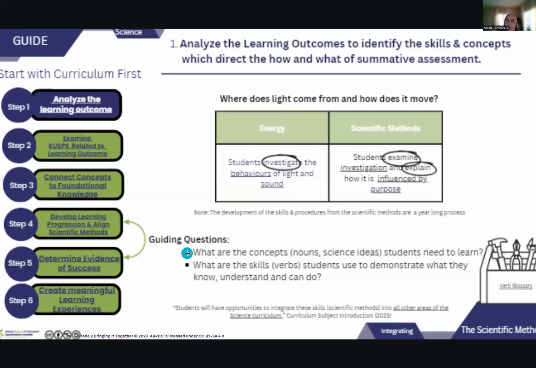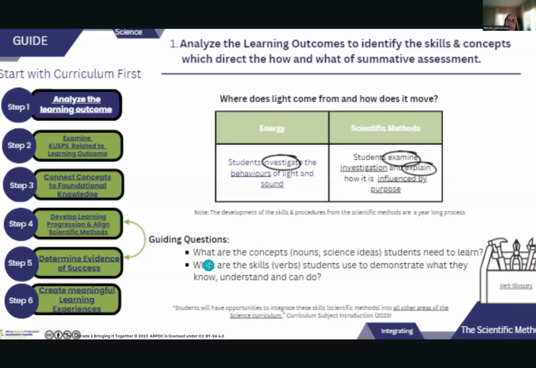So the guiding question is, what concepts or nouns or science ideas do students need to learn? Well, they need to learn about the behavior of light and sound. We're going to focus on light. And then in the scientific methods is investigation itself. So they started learning that in grade 1. Now we're unpacking it a bit deeper, looking at how it's influenced by purpose.